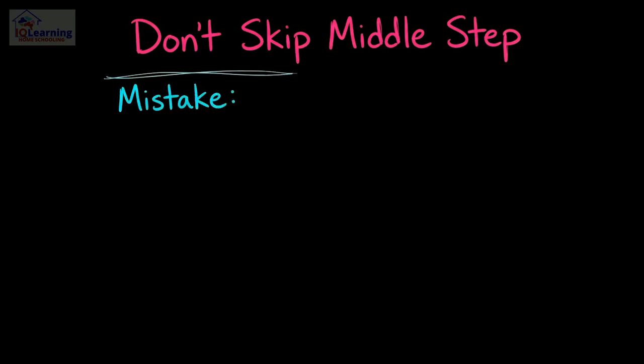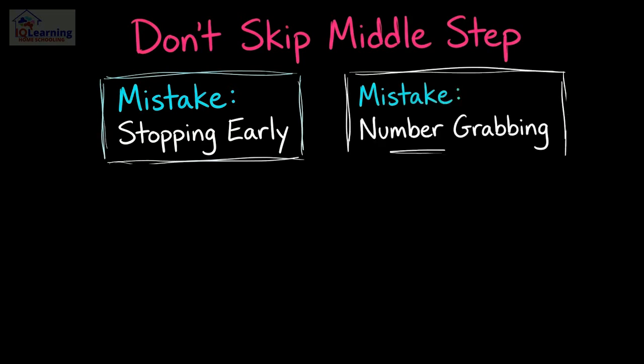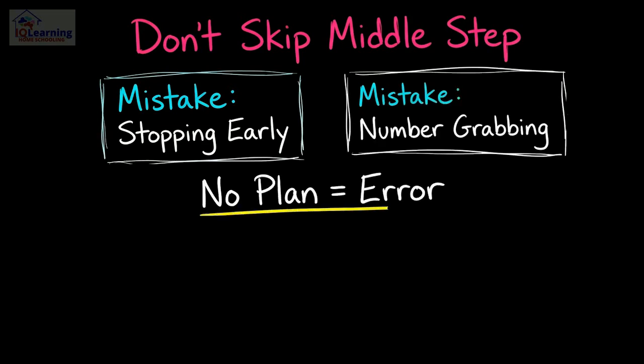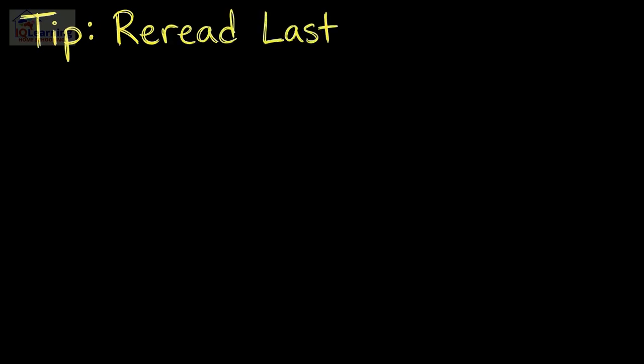The most common mistake is stopping too early. Another mistake is grabbing all the numbers and adding or subtracting without a plan. Bar models and clear steps help prevent both problems. Always read the last sentence again before you finish.